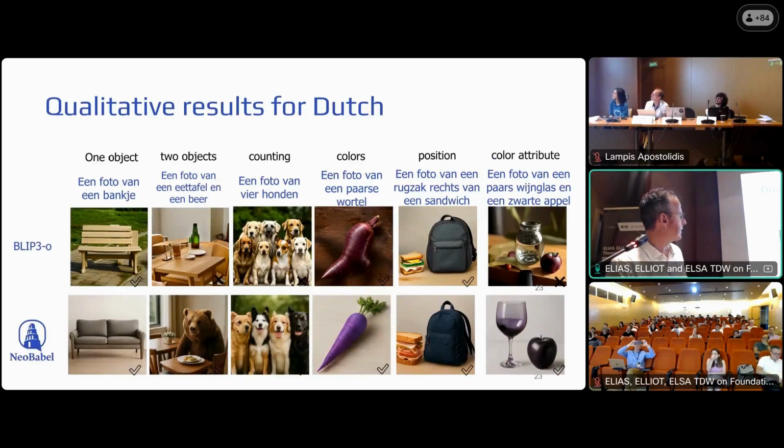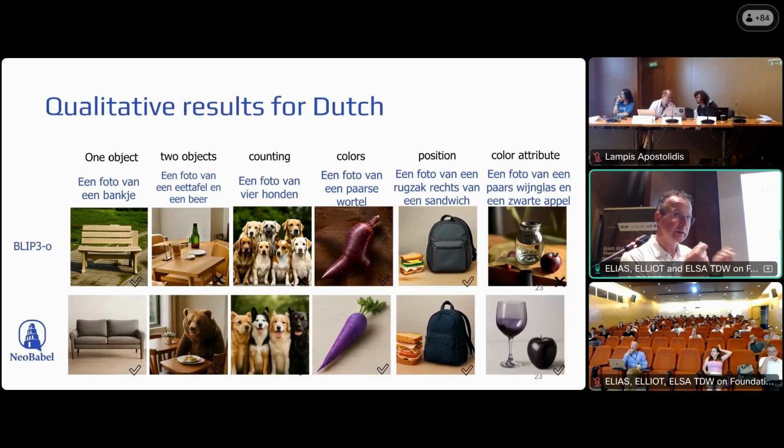So what you can see here is that both do a good job, but there are interesting nuances. The second one says, create a photo of a dinner table together with a bear. But a bear in Dutch is beer, and so it makes a glass of beer out of it because it has this strong prior on English. While for NeoBabel, it connects the words really to the image, so it does a better job.